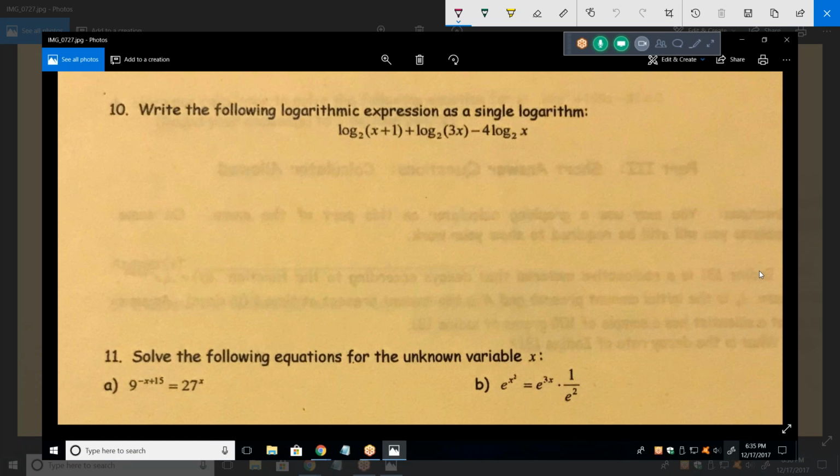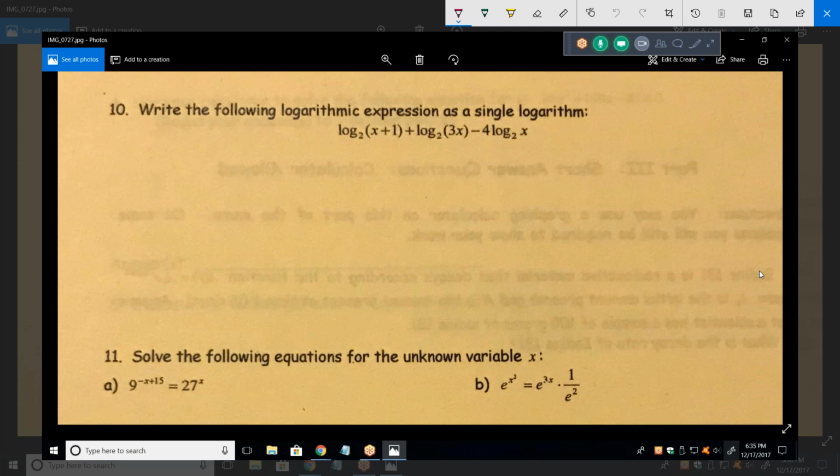Okay, so what's the first step we're going to do to make this into a single log expression? Well, we know it's going to be... Is it going to be a fraction? Yeah, like log base 2, and then an argument that will be a fraction.